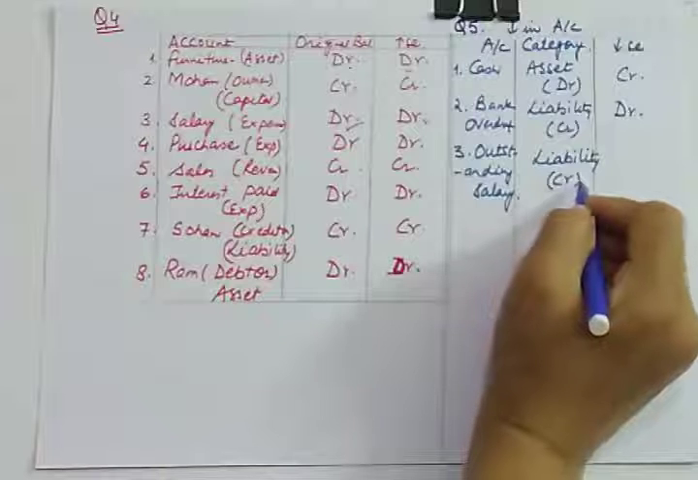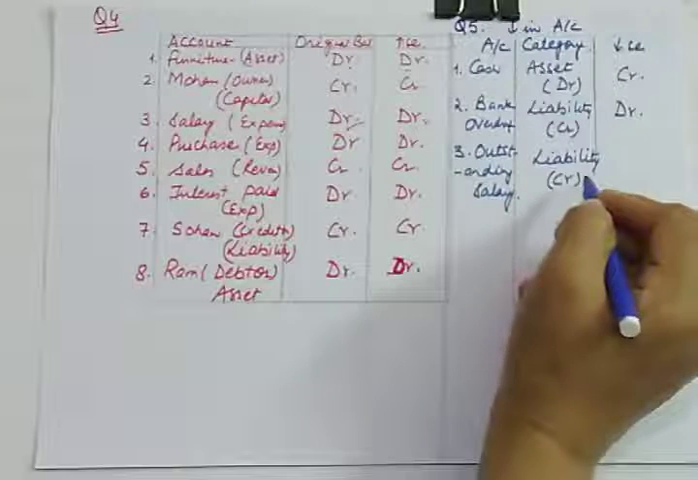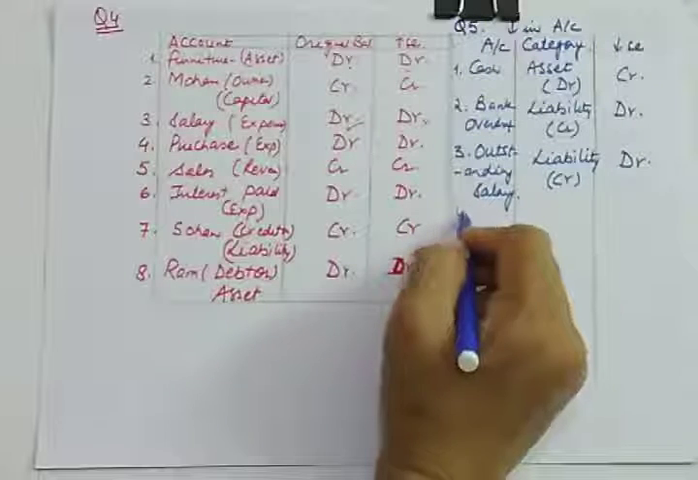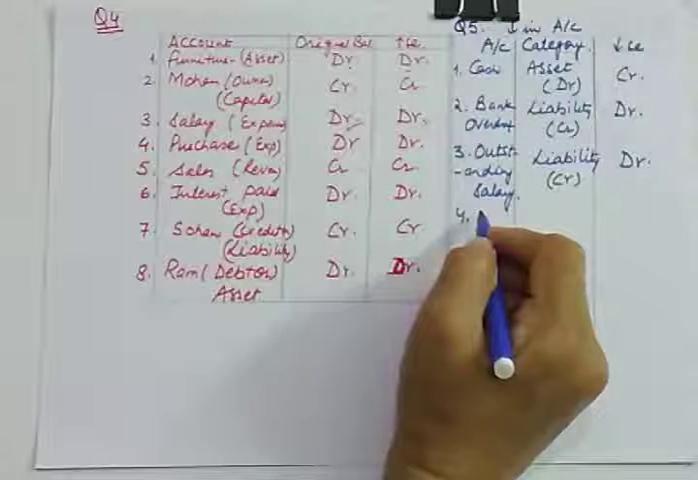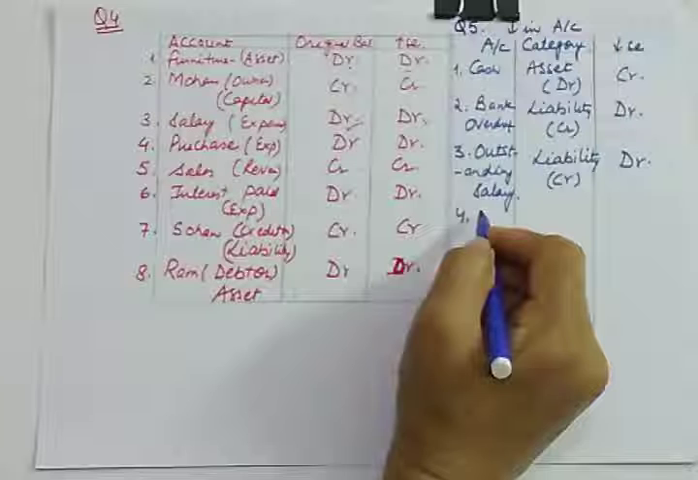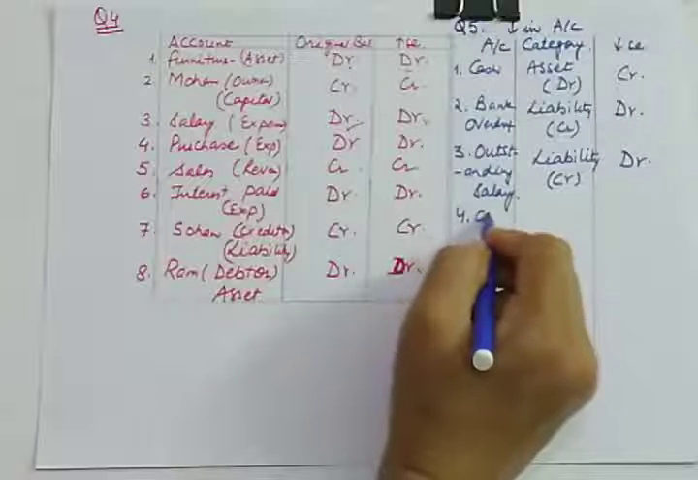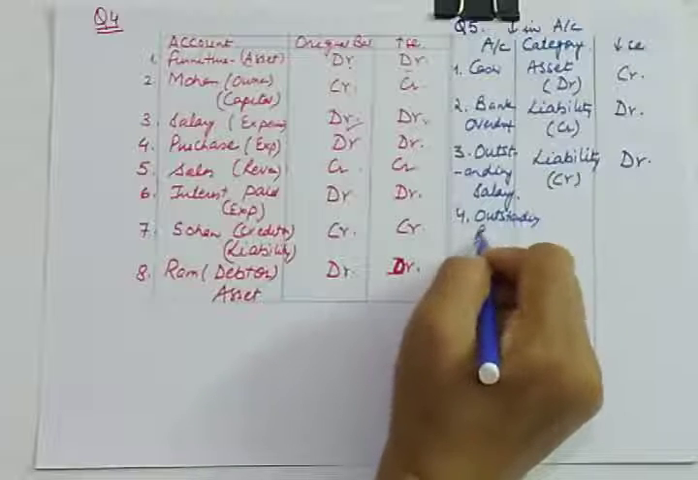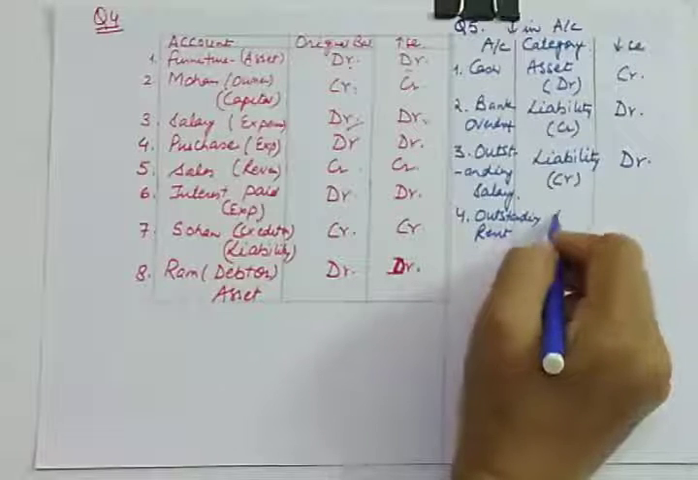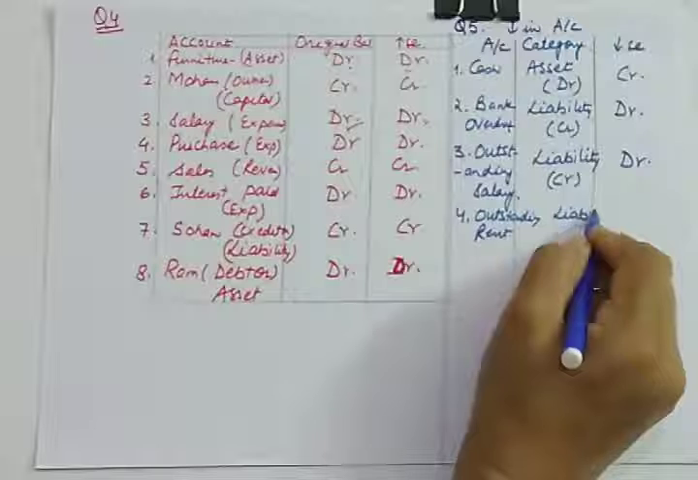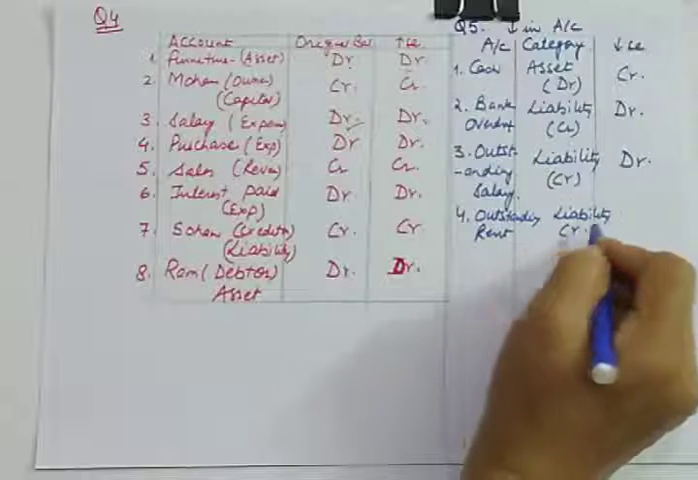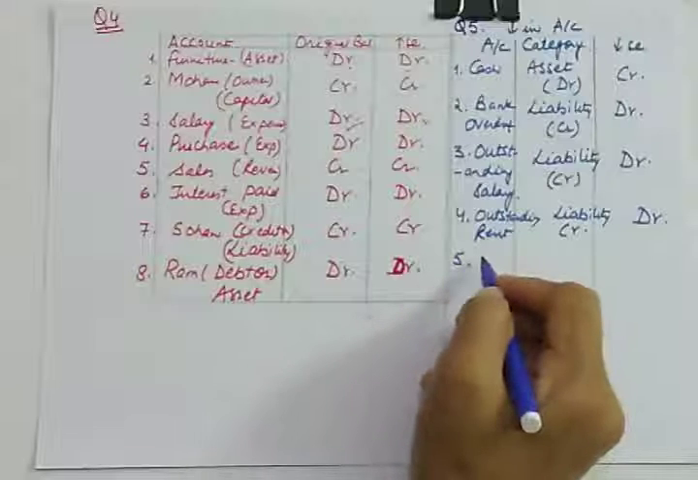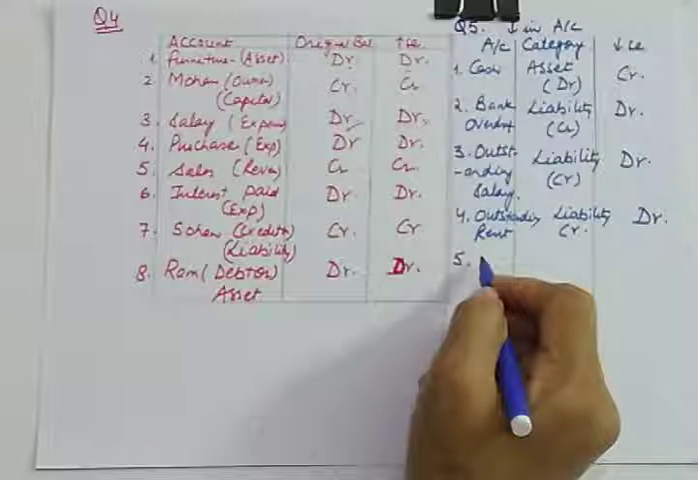It has a credit balance, and if you want to decrease, it will be debited. Now see the next one, outstanding rent. Outstanding rent, which category? Same category, liability. Original balance is credit, and if you want to decrease, it will be debited. And see the next one.